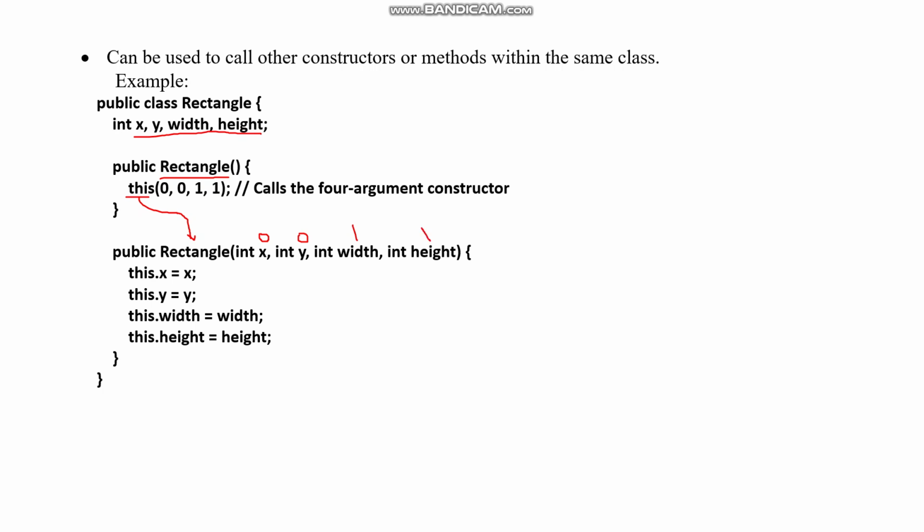this.x = x. This x value becomes 0. Next, this.y = y. The y value is 0. Next, this.width = width. What is the width value? 1. Now this value becomes 1. Next, this.height = height. The height value is 1. Means by using the this keyword, we are calling the same constructor or a method within the same class. Here we are calling the Rectangle constructor which has the four values. Here I wrote clearly: calls the four-argument constructor.